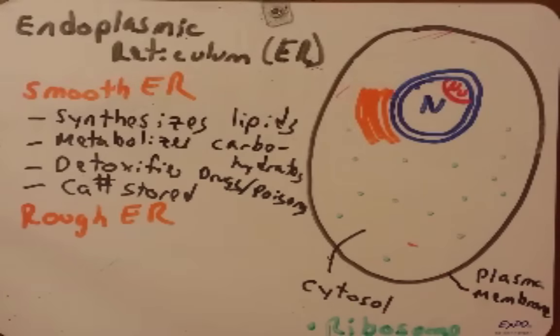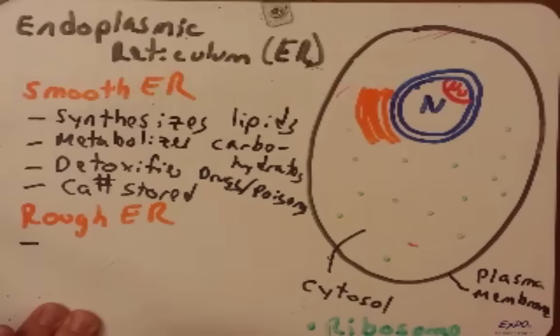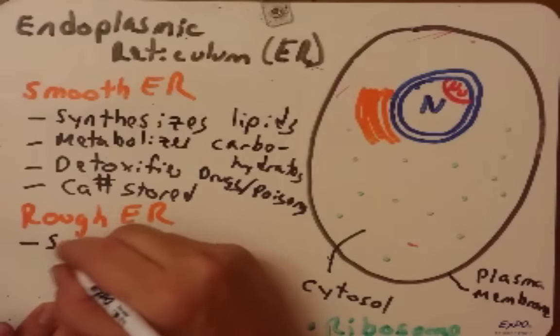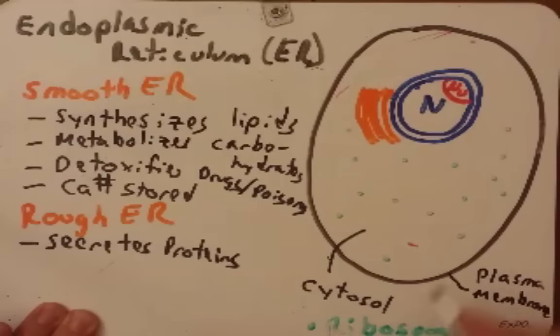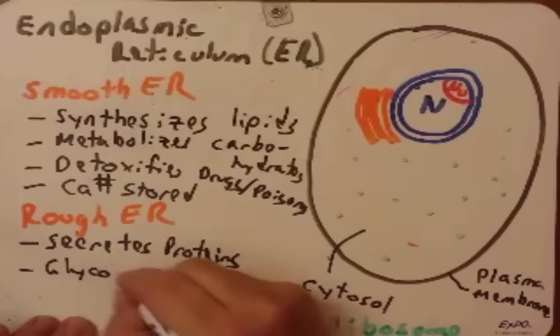Now let's spend a little time talking about the rough ER. It has a few main functions. One is that it secretes proteins. What I mean by that is sometimes the cell will make a protein and it will kick it out of the cell, or we say it secretes the protein. The rough ER makes glycoproteins.